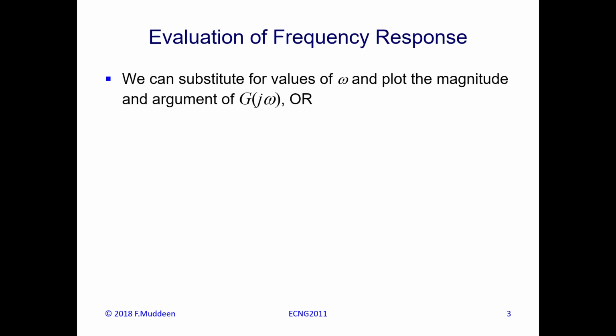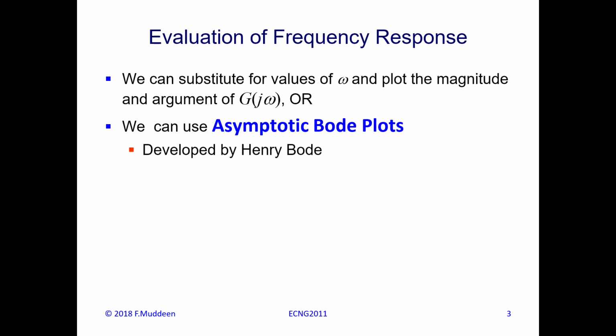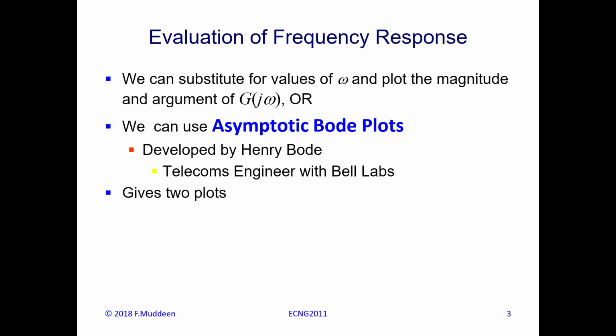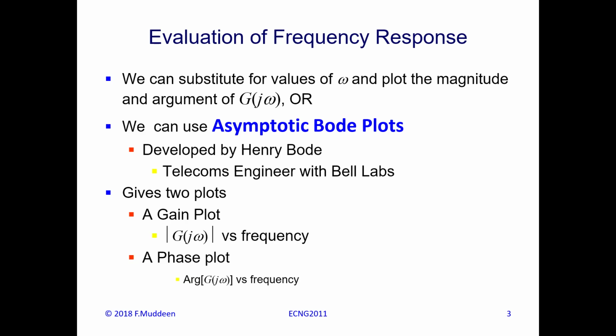So we could do substitution, which is a very long way to evaluate the frequency response for values of omega, or we can actually do asymptotic Bode plots, which were developed by Mr. Henry Bode, who worked in Bell Labs. And this Bode plot basically gives us two plots, which are the gain plot or the magnitude plot, and a phase plot or the angle plot.